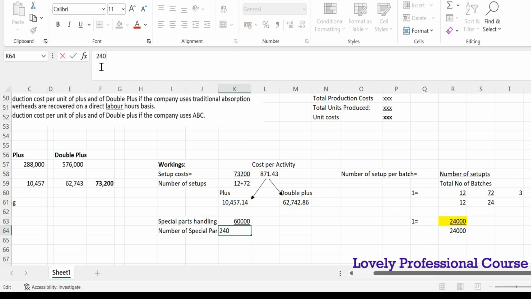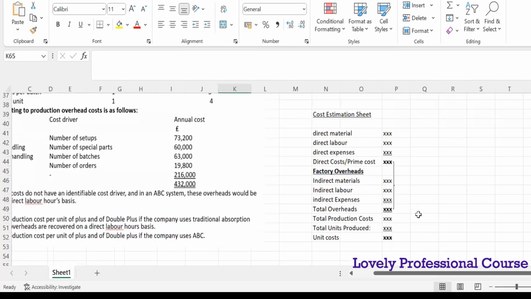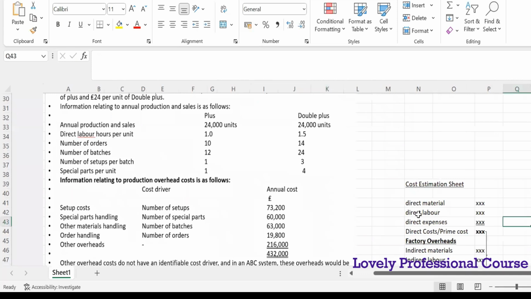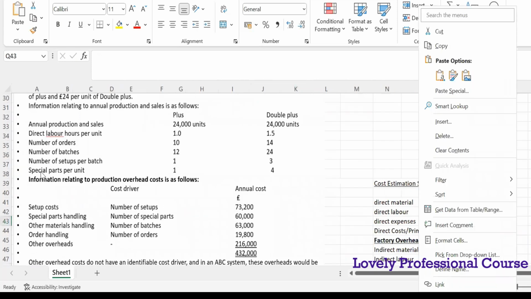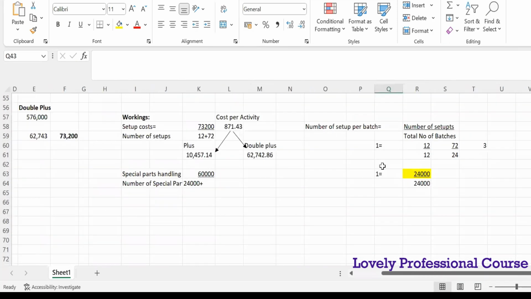You may say 24. Then plus. I need to find also the total number of special parts in double plus. So in double plus, if you look at here, we have also 4. And you see the way I'm doing it. So if we have here 4 and they produce 24,000, how can I get this? Is it okay? How can I get this?